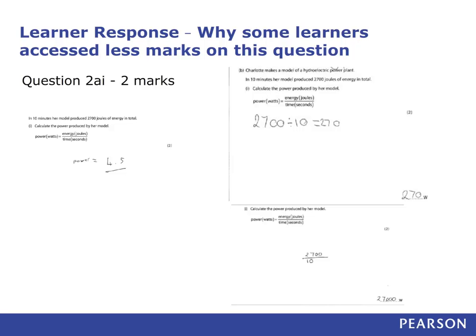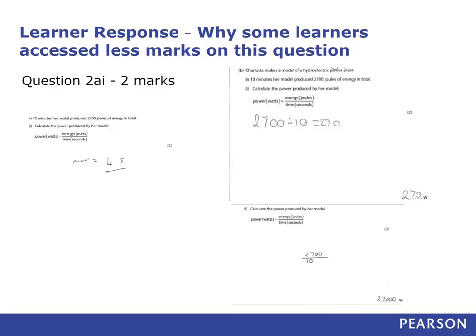On the right-hand side of the screen, we can see 2 examples of 1-mark answers where the learner has substituted the values of energy and time into the equation. Unfortunately, as they have not converted the minutes into seconds, they have only gained 1 mark.